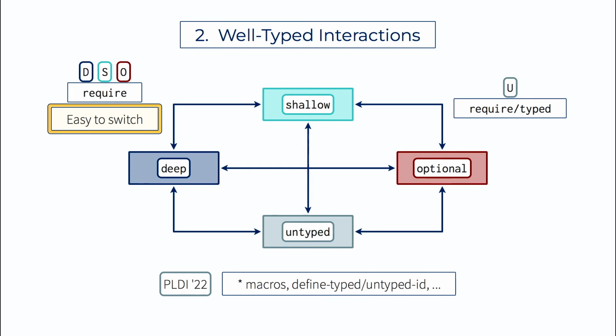These need some work with shallow. So define-typed-untyped-id, for example, now takes 2 additional arguments to say, what do I do in a shallow context and what do I do in an optional context? Also, macros across a boundary is tough.